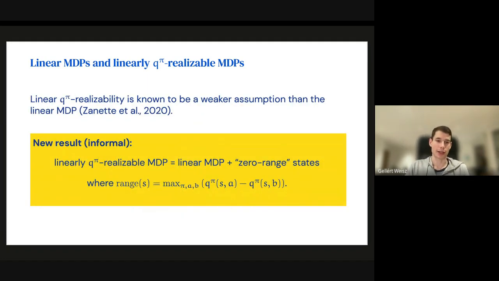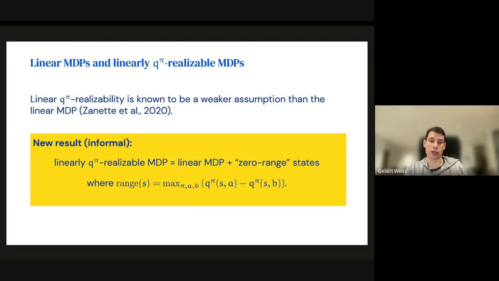And the first thing that I want to say is that it was known before that linear qπ-realizability is a weaker assumption than linear MDPs. And this holds in the sense that every linear MDP is also qπ-realizable, but not vice versa. And the new result here is that the linearly qπ-realizable MDPs are the same as linear MDPs, with some additional zero-range states present in them.